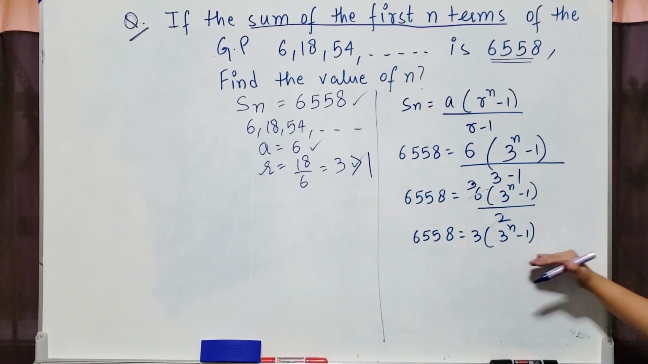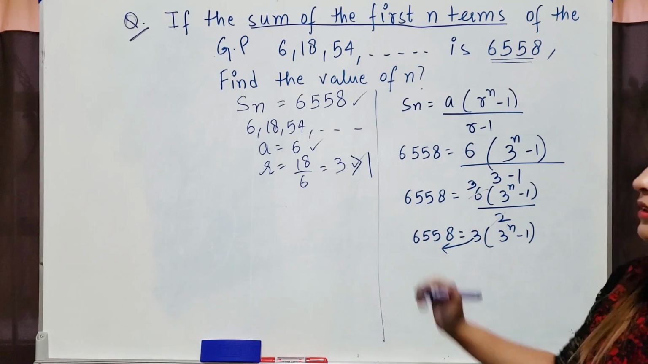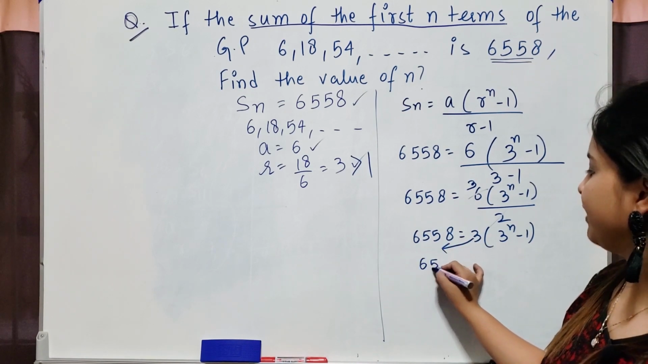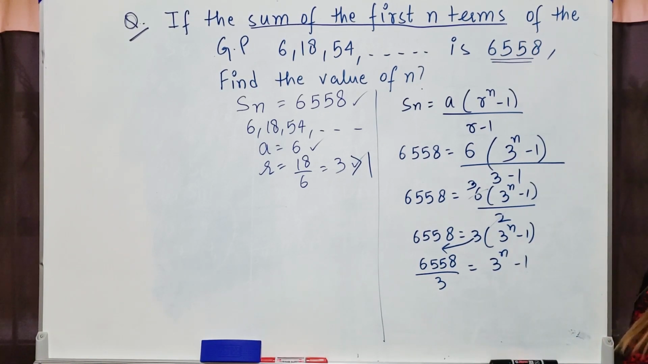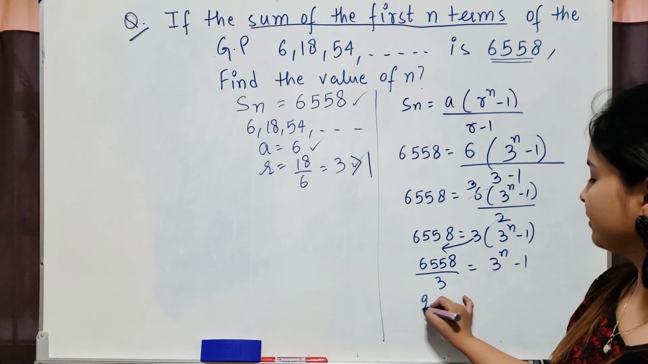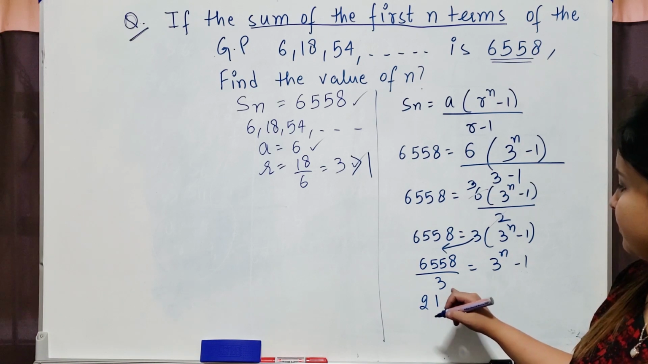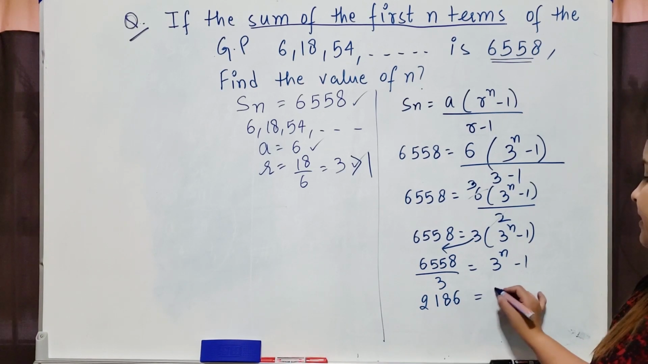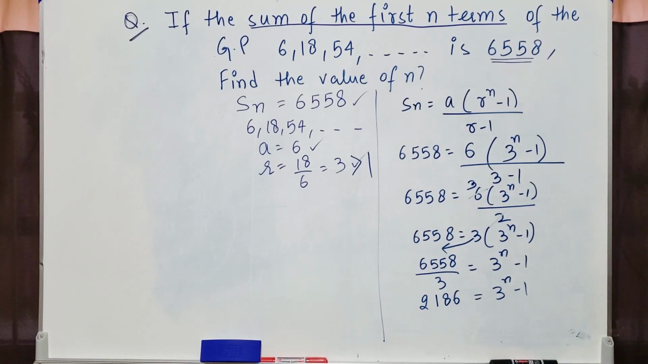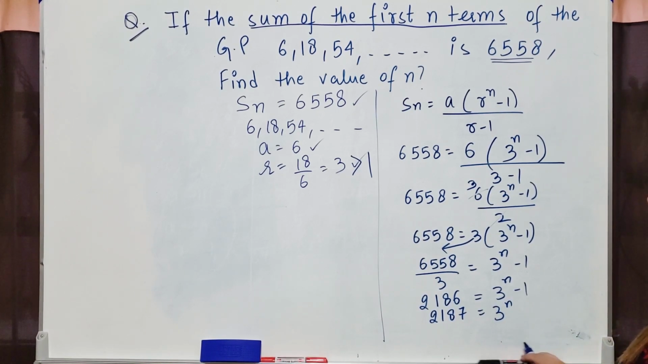Now, I have to simplify this to get the value of n. So what I can do is I can take this 3 on the left side. It will become divide, is equal to 3 raised to power n minus 1. Now divide this, you will get 2186 is 3 raised to power n minus 1. Now, I can move this minus 1 to this side. It will become 2187 is 3 raised to power n.